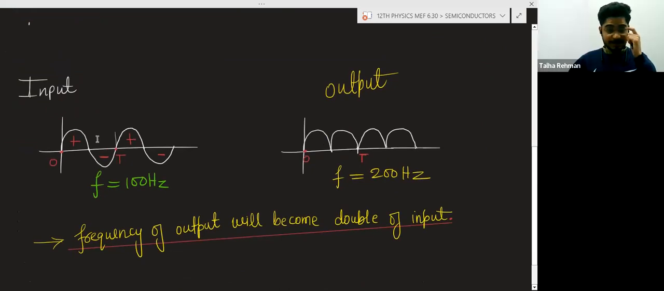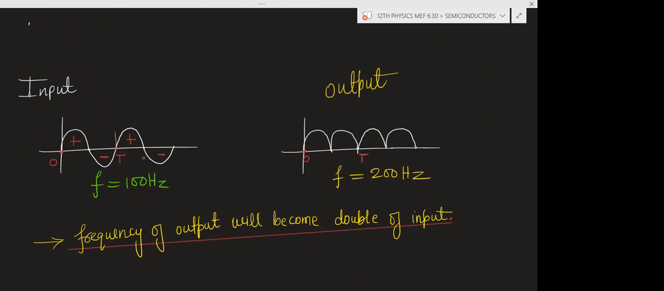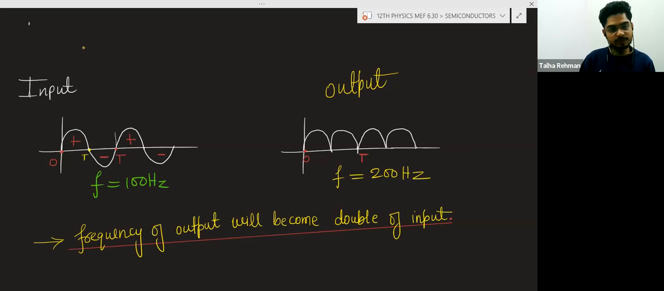Now this is the input diagram. So the input voltage you are giving in this form. This time period is T/2, and this is 3T/2.